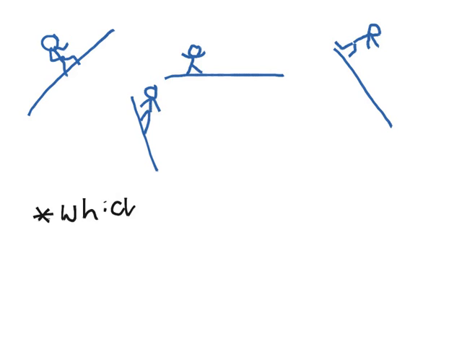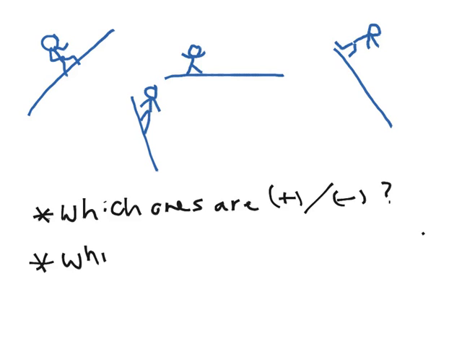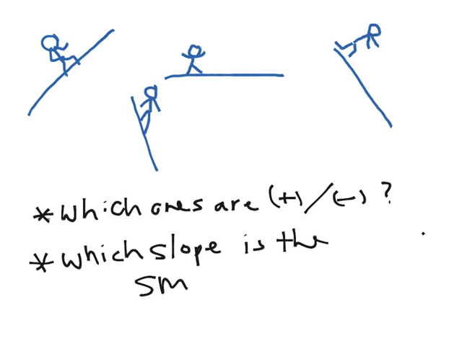So which ones are positive or negative? Alright. And then which slope is the smallest? So, go ahead, draw that, pause, think about it. So which ones are positive and negative, and which slope is the smallest?